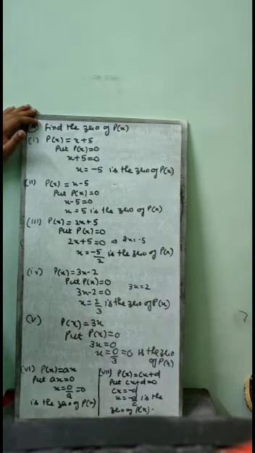Clear? It means the method to find the 0 is to put the polynomial equal to 0 and find the value of the variable, whatsoever it is, x, y, z, anything. Clear? Give a thorough review of all these parts.